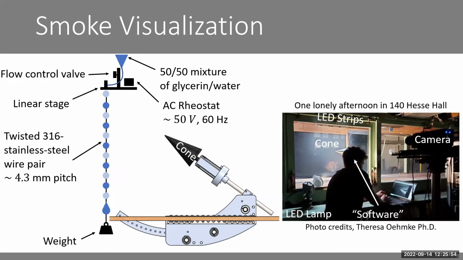Some important things that we can find here are the lighting setup. We use two light sources: an LED lamp source that illuminates from the front, and LED strips mounted in the test section ceiling directly above the test model. The high-speed camera is mounted here. Most importantly, the software is probably one of the most important parts of this. Shout out to Terry for taking this photo.